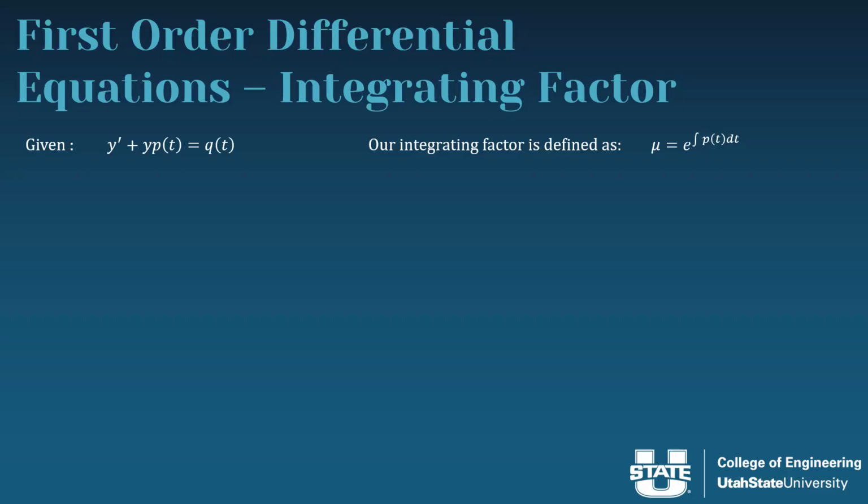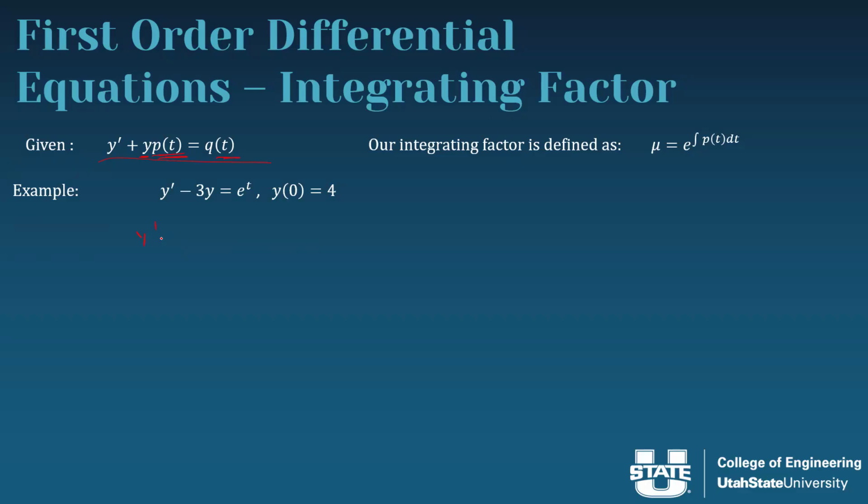You're given an equation in the form where you have one derivative plus a function of t times y equals a function of t. Then you know that an integrating factor is e to the integral of p(t) dt. We're just going to use that to solve this problem. If you guys have any questions on it, let me know. I'll just do it right here.